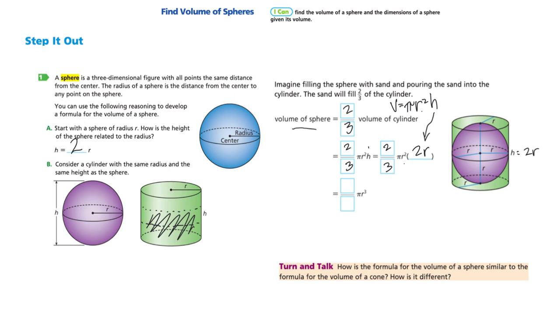And so if we combine all this together, 2/3 times pi times the radius squared times 2r, I'm going to rewrite it like this: 2/3 times 2r times pi times the radius squared. If I multiply those, that would give me 4/3. And I have one r here and an r squared here, and that gives me r cubed, and then I still have my pi. So that's how they get this from this. So let's look at the next problem.